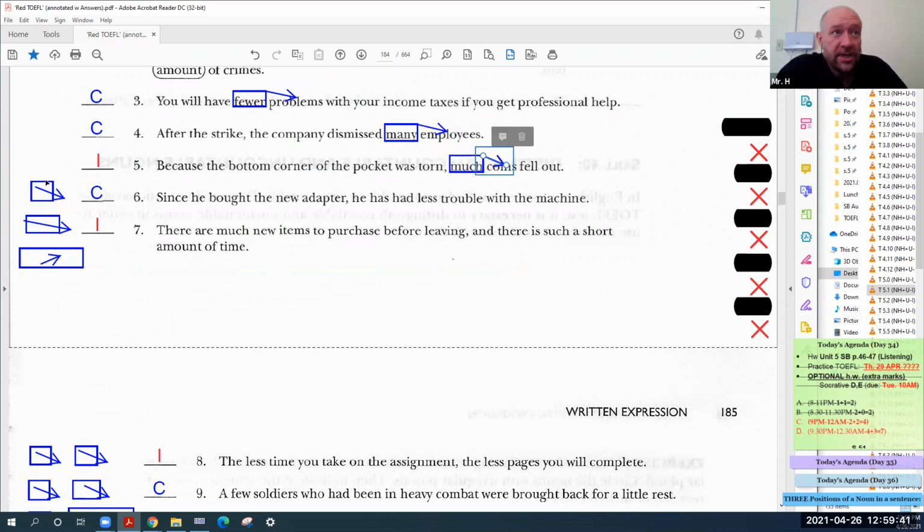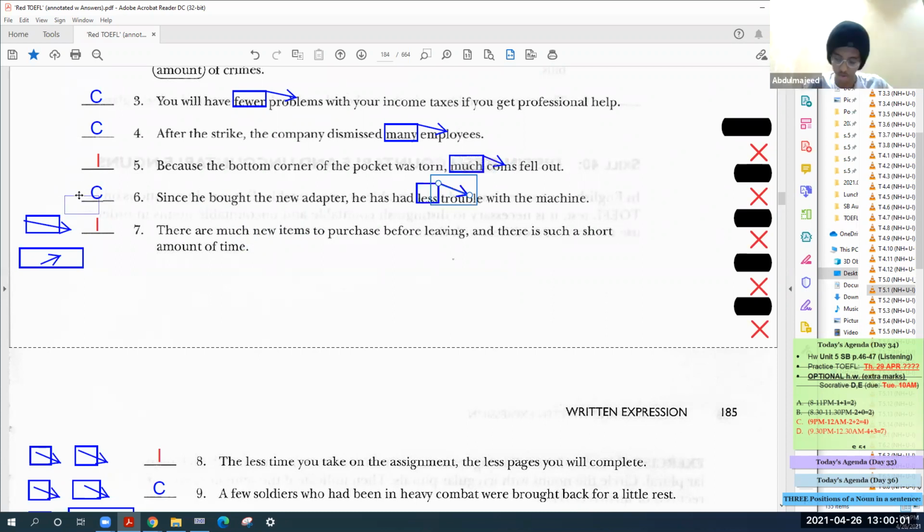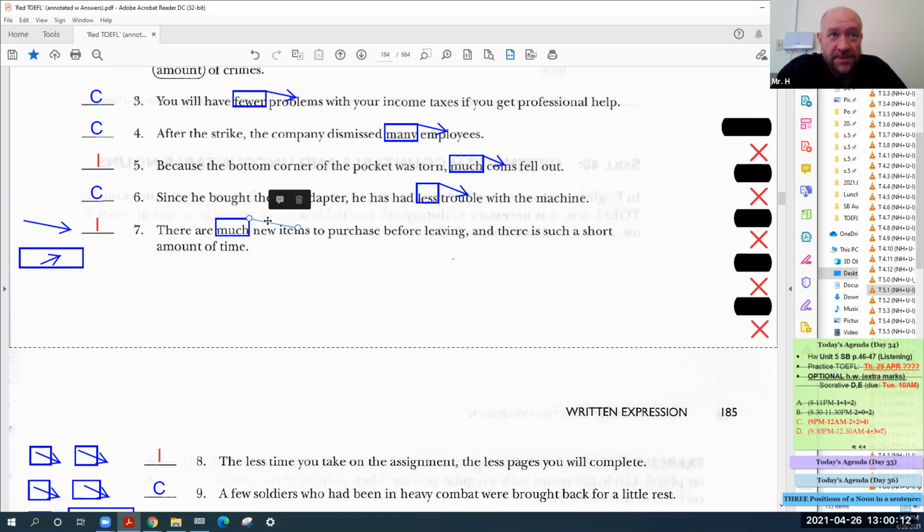And then Abdul Majid. Next. Keyword number 6. Find the keyword in number 6. Less. And the noun. Trouble. Yeah. This is an uncount noun. All right, Metham. Next. Keyword. Much. Yeah. And the noun. New items. Items. Okay.